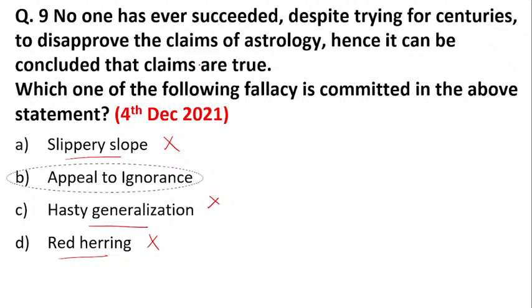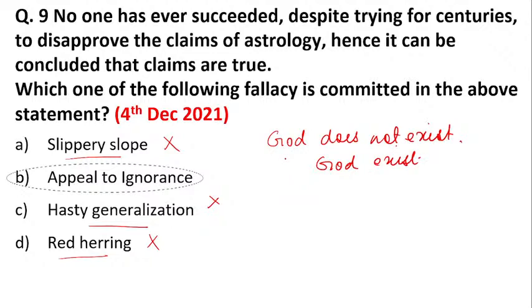When something is not proven, then you believe the opposite of it. For example, if many people are trying to prove that God does not exist, but nobody has been able to prove it, meaning we cannot prove that God does not exist, so I am saying God exists. You got my point, students? If there are people who are trying to prove that God does not exist, but they are not able to succeed, we are concluding that God exists. So this is the appeal to ignorance fallacy, that we are ignoring the fact that nobody is able to prove that God does not exist, so I am assuming that God exists. This is the appeal to ignorance fallacy.